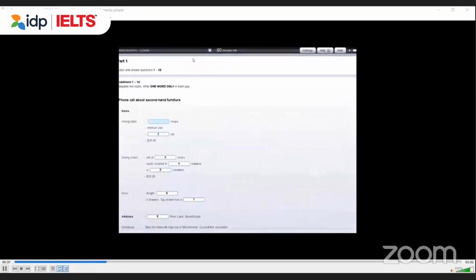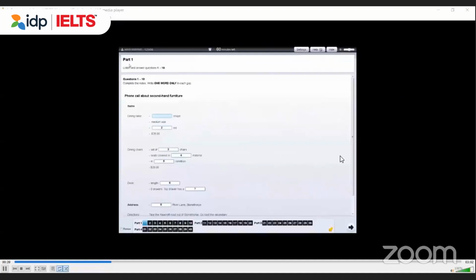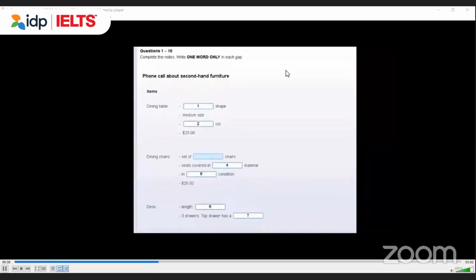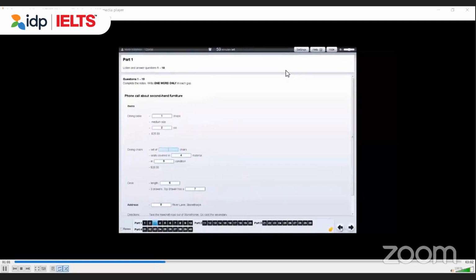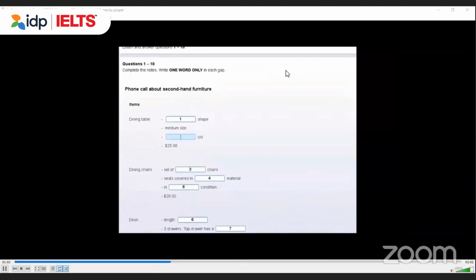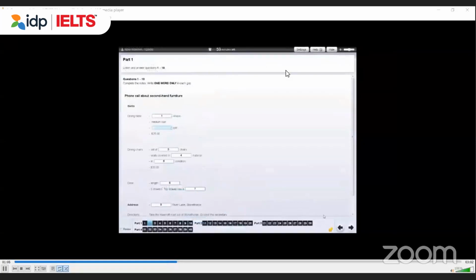The instructions for each part are in the box at the top of the screen. You can use the navigation bar at the bottom of the screen to move from one question to the next. Click on the number to go to that question. You can also click on the forward arrow to go to the next question, or the back arrow to go to the previous question. When you have answered the question, a line will appear under that question in the navigation bar.